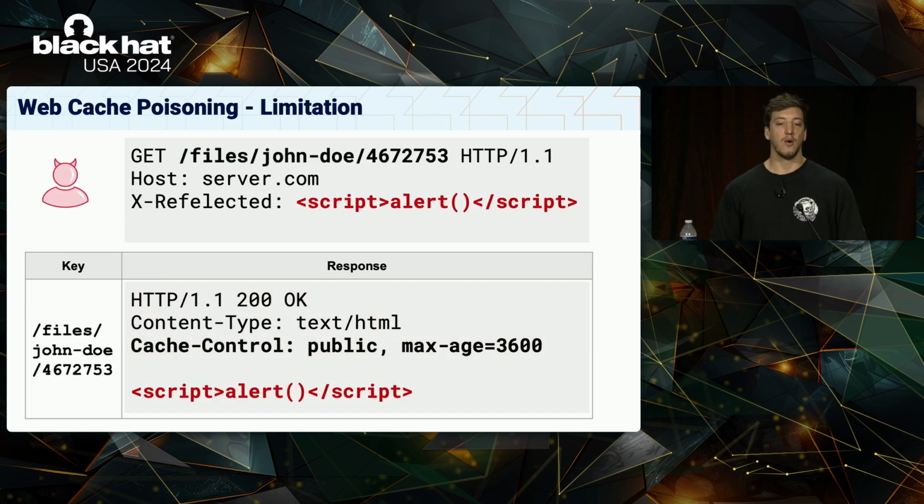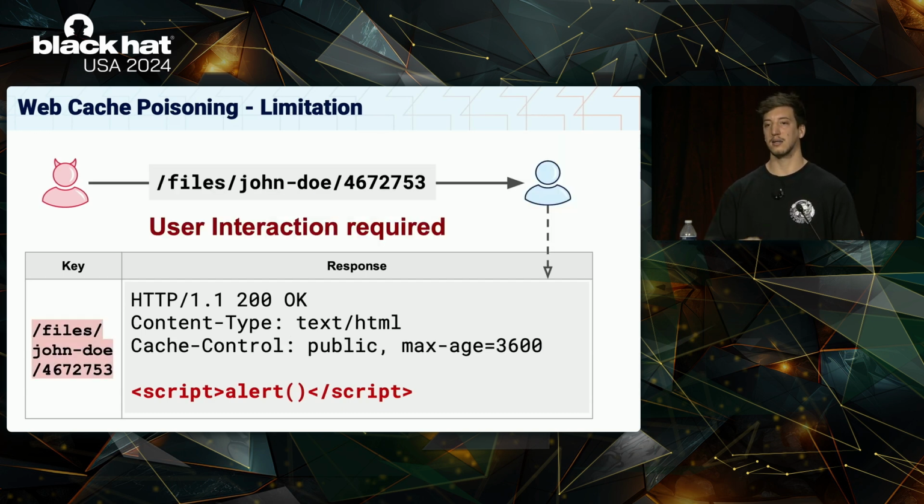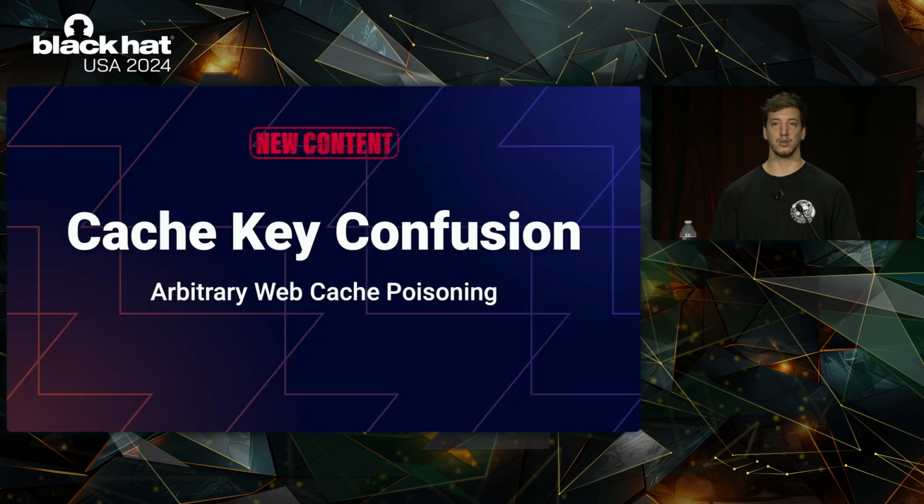But the problem is, what if the response that we poison is not accessed by anyone when they navigate through the website? So let's say that the vulnerable endpoint is files, your username, and a unique identifier, then this is probably not going to be visited by any user. So in this case, we will need some user interaction, and again, this is not really useful in web cache poisoning. So what I wanted to do is to modify that key so that we can modify what is being poisoned and eventually be able to poison and affect any user navigating through the website without having to interact with them.